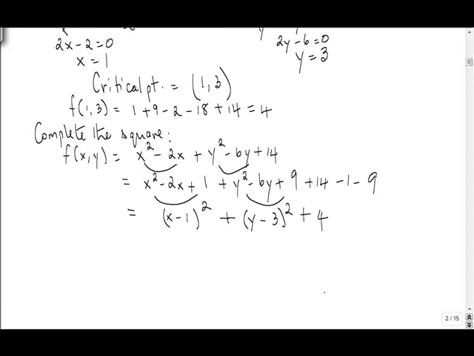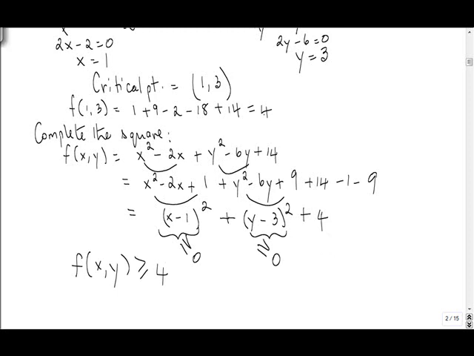Now let's see what's happening. What is that telling us? Somebody said it's a minimum, and he's right. Let's see why. This is a squared, right? So this is always greater than or equal to 0. Agreed? This is also a squared, so this is also greater than or equal to 0. And we're adding 4 to all of that. So that says that the function f of x, y is greater than or equal to 4. 4 is the lowest value that that function can have.